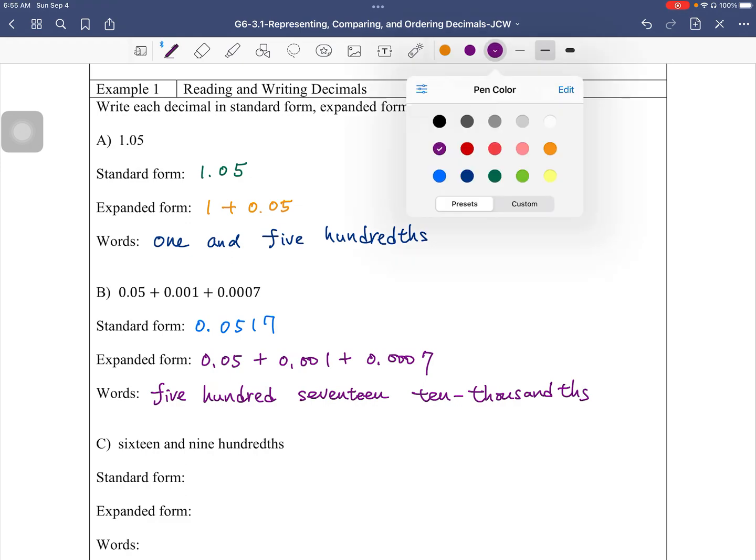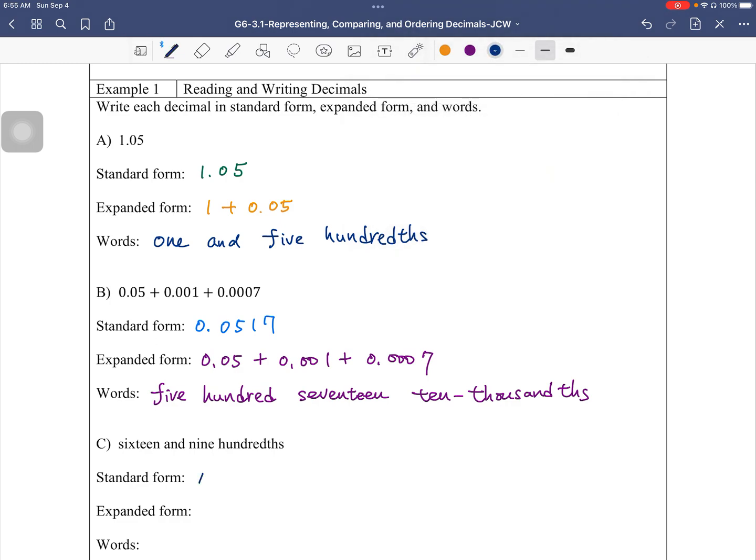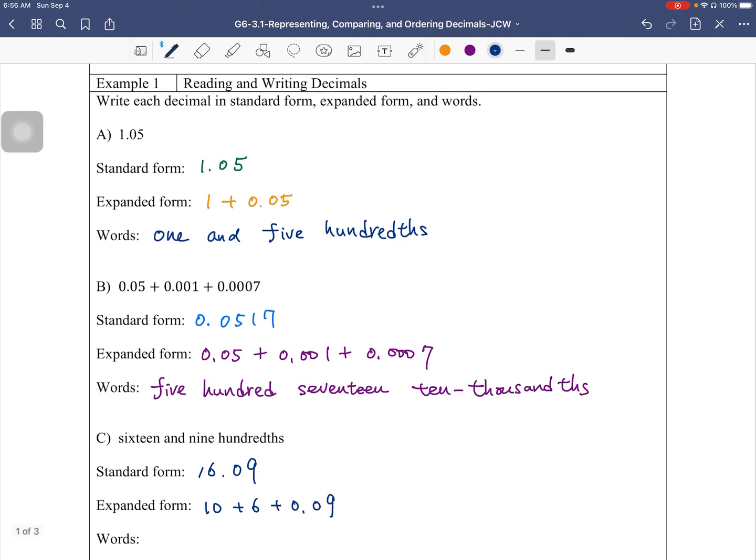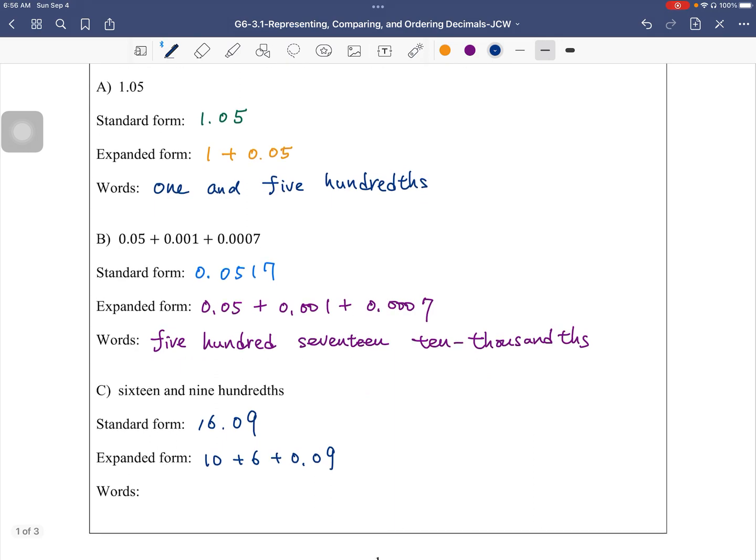Okay. So C in word form, we have 16 and 9 hundredths. So the standard form is 16.09. So the expanded form is 10 plus 6 plus 0.09. And then the word form is 16 and 9 hundredths.